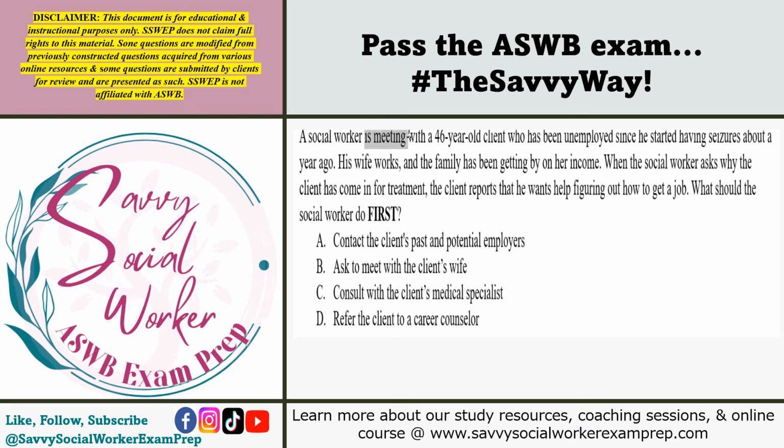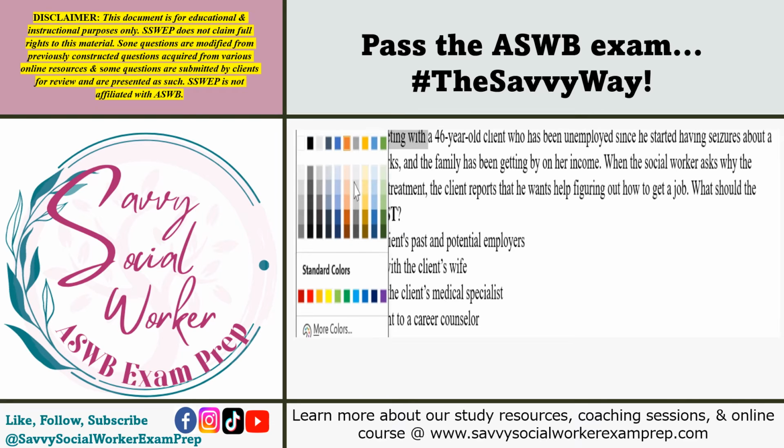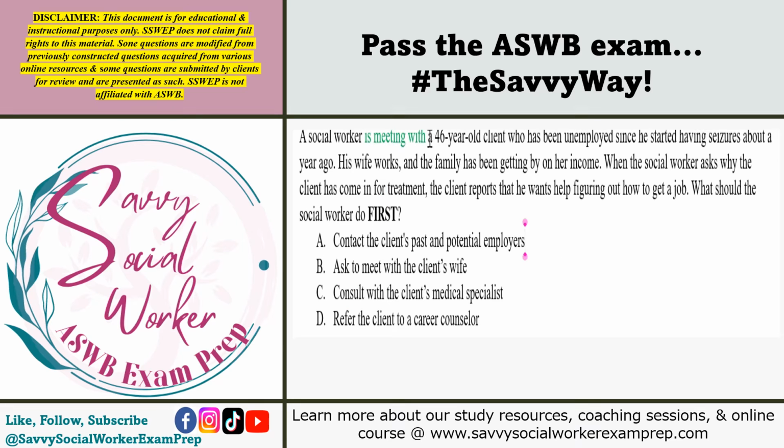Okay, so we're in the beginning of the helping process with this client. Our client is a 46-year-old who has been unemployed since he started having seizures about a year ago. His wife works and the family has been getting by on her income. That is some lagniappe information that they're just giving us. When the social worker asks why he comes in for treatment, this is what the client reports, so that's what we want to focus on. So the client reports that he wants help figuring out how to get a job. What should the social worker do first?